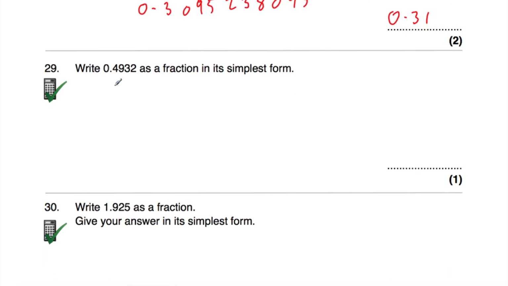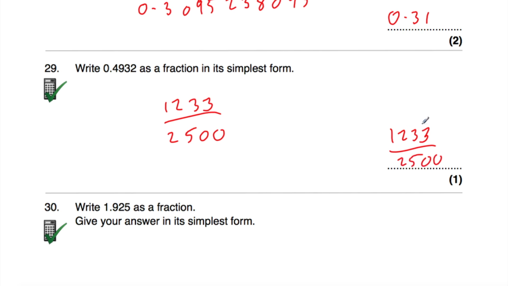Question number 29 says to write 0.4932 as a fraction in the simplest form. So all I need to do is type this decimal into my calculator, 0.4932, and press equals. And it'll come up as 1,233 over 2,500. And if you just type that into your calculator and press equals, it changes it into a fraction for you. So 1,233 over 2,500. So it's 1,233 2,500ths. And that's it.